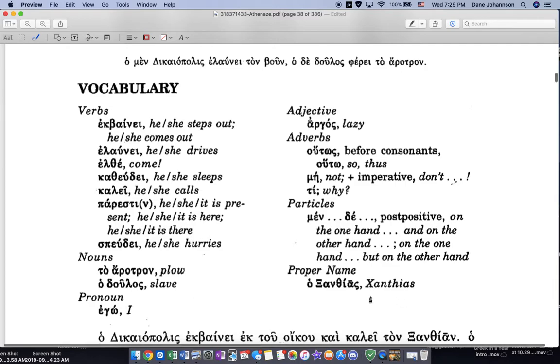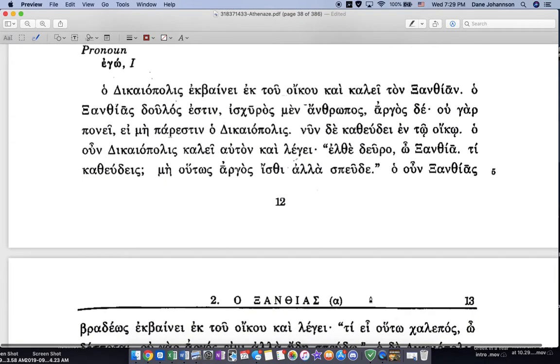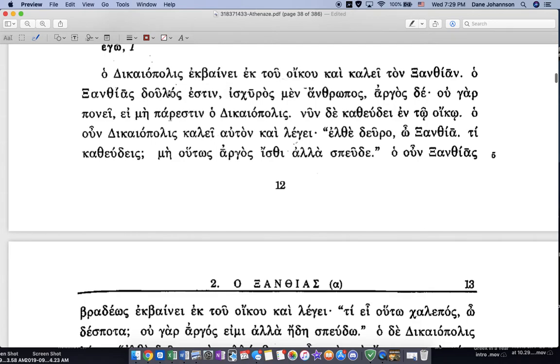Oxanthias is a proper name, the slave's name. So I'll read through this with you, and then we'll translate it.